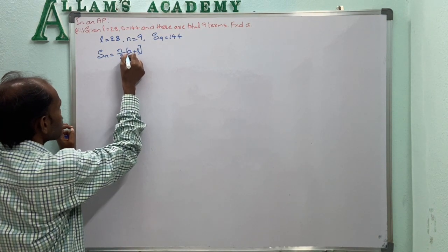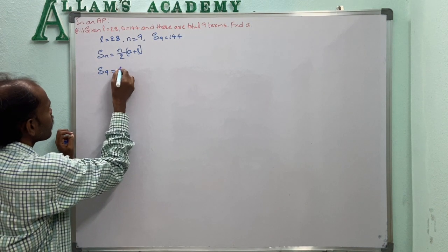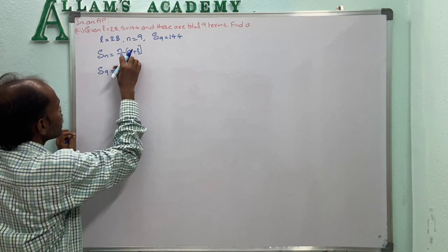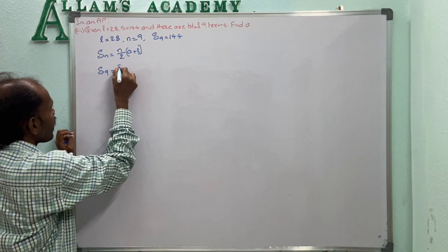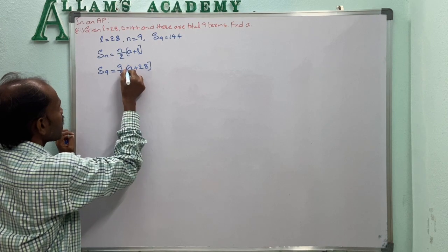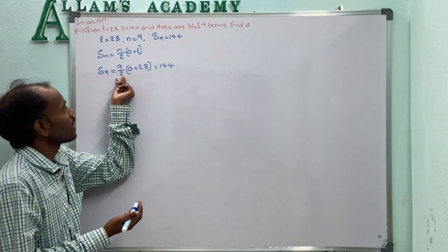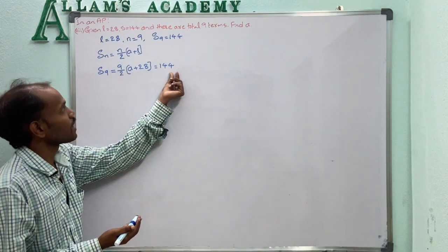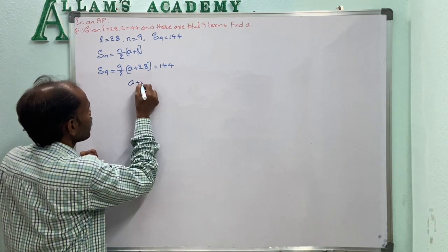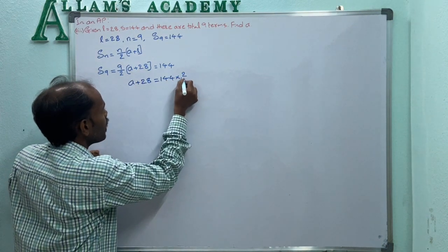So by using that principle, the sum of the 9 terms, S9, is equal to n by 2 into (a plus L). Here n is 9, so substituting, 9 by 2 into (a plus L), where L is 28, is equal to the sum, which is given as 144. Now the multiplication by 9 by 2 transfers to the other side, that means on the RHS we multiply with its reciprocal. So a plus 28 is equal to 144 into 2 by 9.